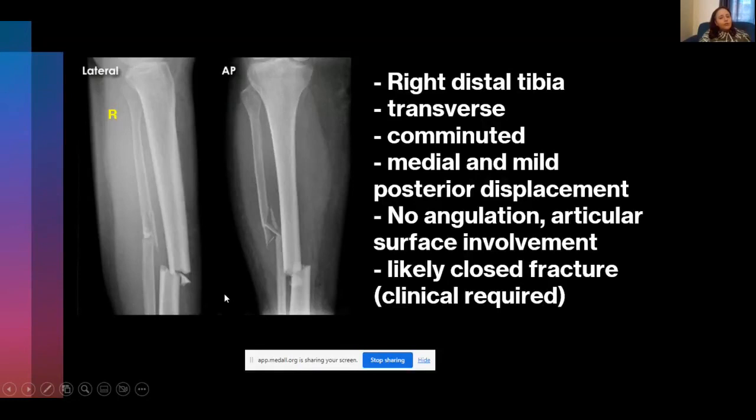Is it a closed or open fracture? On this X-ray, we don't see any evidence of breaking through the soft tissues, but still clinical evaluation is critical. So when you review the X-rays, you have to review the patient clinically to see if there are any wounds overlying the fracture, but it's most likely a closed fracture. So that's an accurate description of this tibial fracture.